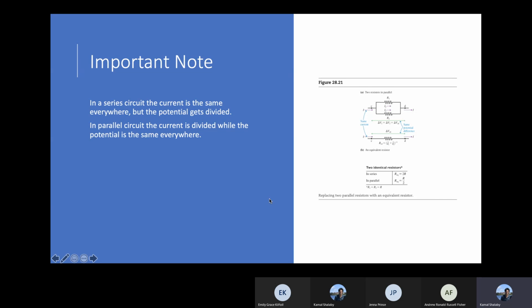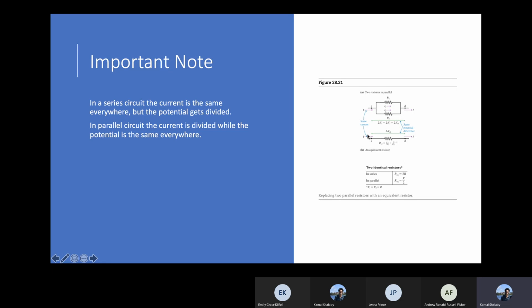If you have two resistors and you put them in series, you just strictly add them. But if they are in parallel, you don't simply add them. You add the inverse of each, then take the inverse of that.